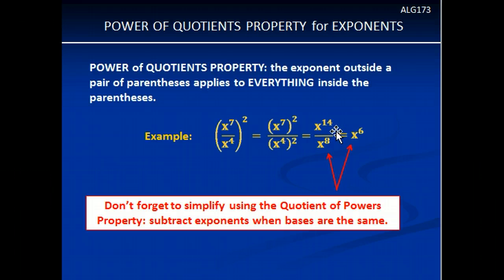So we end up with x to the 14th over x to the 4 times 2, which is x to the 8th, and we end up having x to the 14 over x to the 8th, and that simply means we have to subtract. Then x to the 14 minus 8 is x to the 6th.